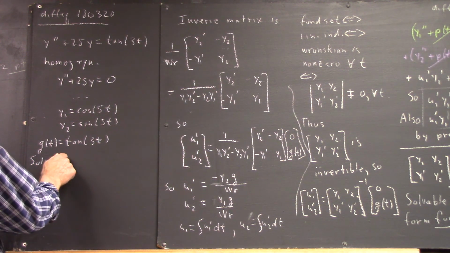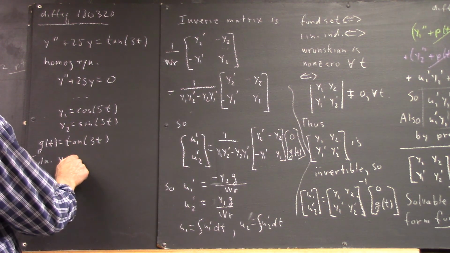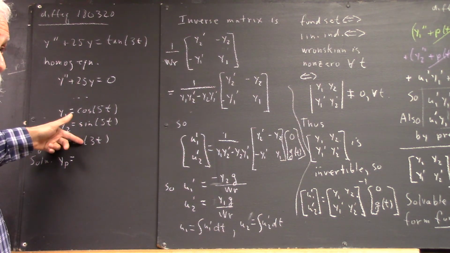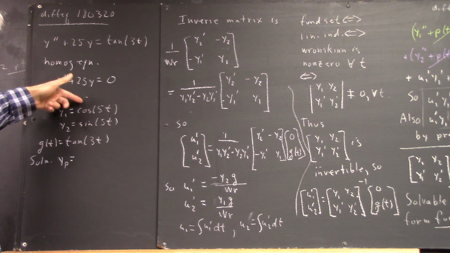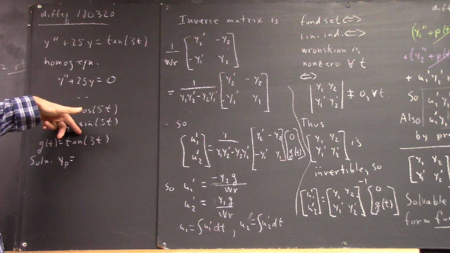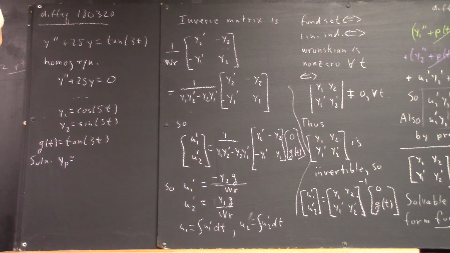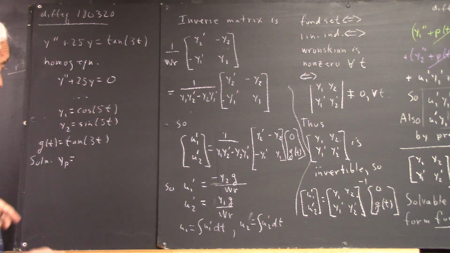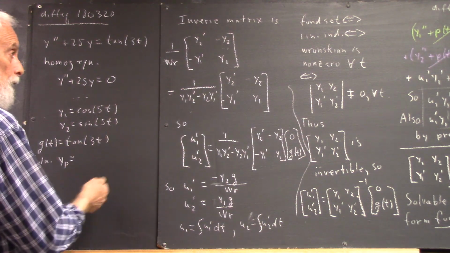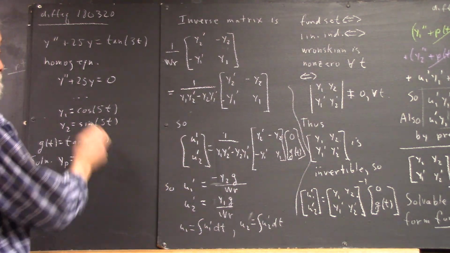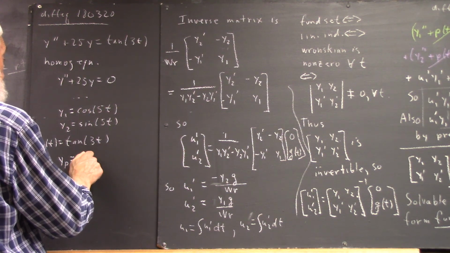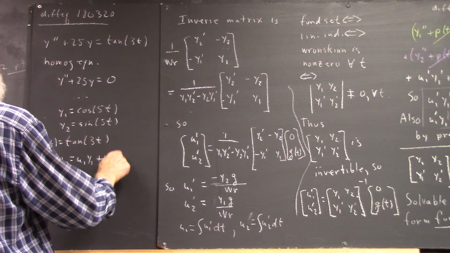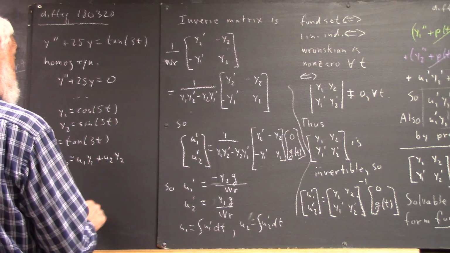And your solution is yp. Of course, the solution to your homogeneous equation is going to be an arbitrary linear combination, c1 cosine of 5t plus c2 sine of 5t. Your particular solution is going to be kind of a linear combination of these, but it's not linear because it's going to be using functions instead of c1 and c2. c1 times this plus c2 times this. It's u1 times y1 plus u2 y2.